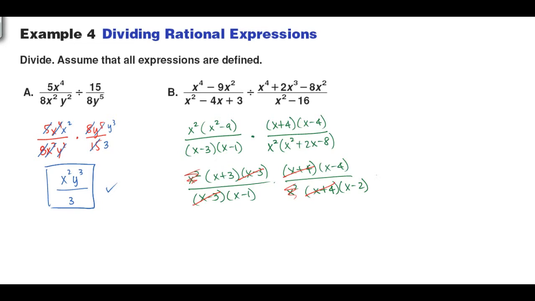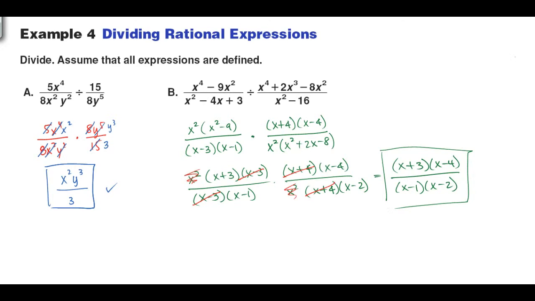So it looks like my final answer is x plus 3 times x minus 4, all over x minus 1 times x minus 2. Now some people again will FOIL that out, and that's fine. I like to show it here so that nothing else factored, so nothing cancels, and I could leave my answer like that. But if you do FOIL it out, great. No one would yell at you. And there's your final answer.